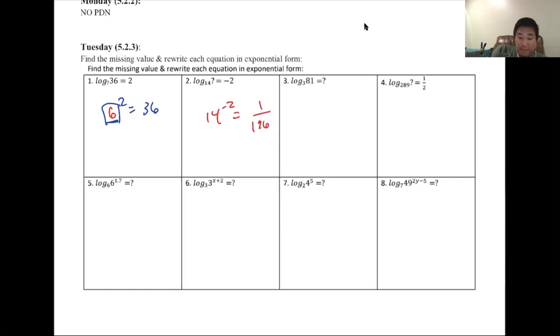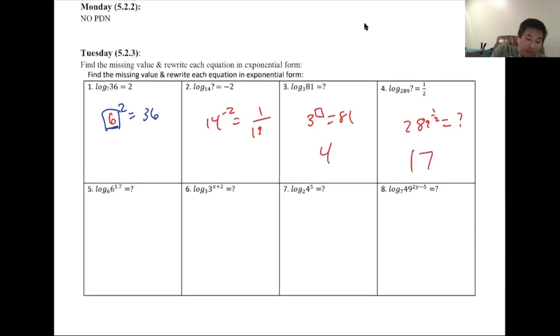Yep. This is 81, nope, 3 to what power equals 81? No, 1/2, so 289 to the 1/2 power equals question mark. I think that is 17? This cancels, you have 1.7. This cancels, x plus 2.